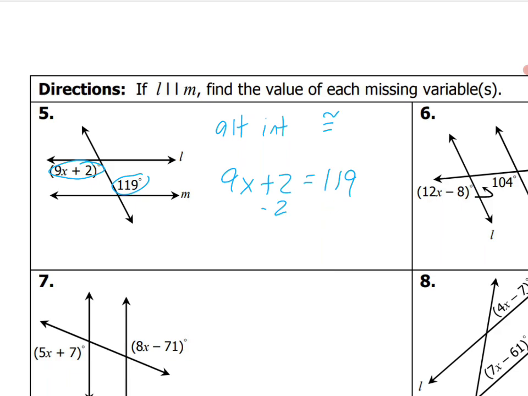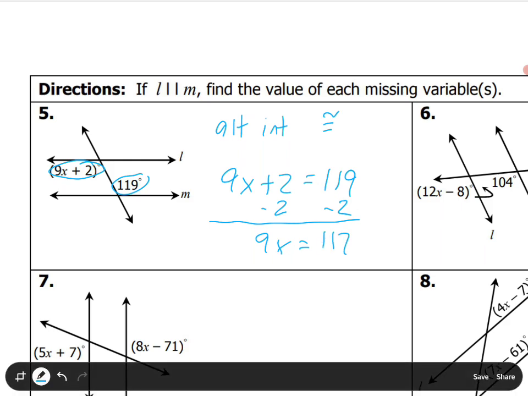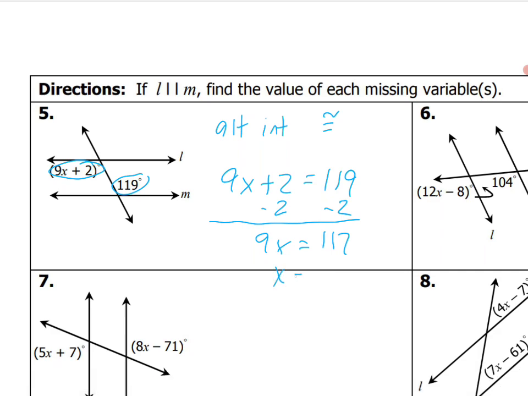So I'm going to get that x by itself. So I'm going to minus 2 from both sides. So we'll have 9x equals 117. The last step I'm going to have to do is just divide both sides by 9. 117 divided by 9 is 13. So I know x for number 5 equals 13.